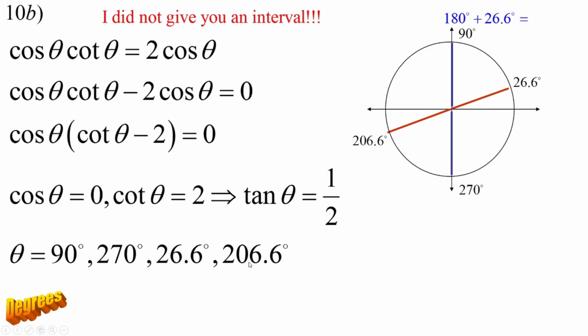And to each of those, we're going to add any multiple of 360. So theta equals 26.6 degrees plus n times 360 degrees, 90 plus n times 360 degrees, 206.6 degrees plus n times 360 degrees, and then finally 270 degrees plus n times 360 degrees. And that is every possible angle theta. That is the solution to our original equation, cosine of theta times cotangent of theta equals 2 cosine of theta.